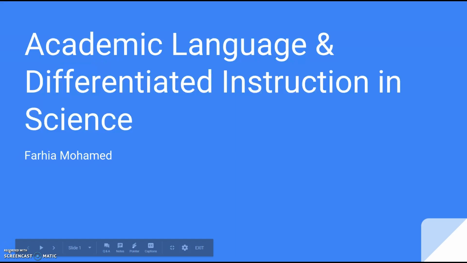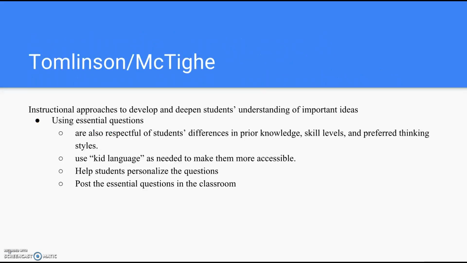Hi, so today I'm going to be talking about academic language and differentiated instruction and what that looks like in science. So first things first, Tomlinson and McTeague talk about differentiation, and they say that you should be using different instructional approaches to develop and deepen students' understanding of important ideas. And in science, we mainly use essential questions.